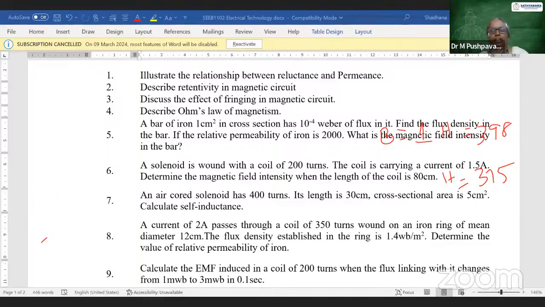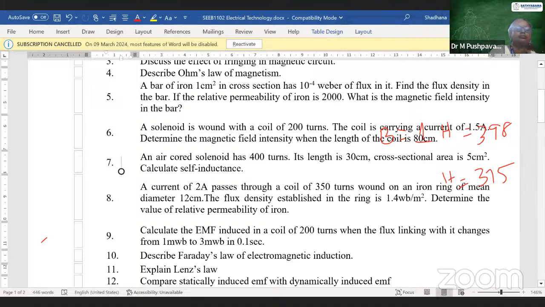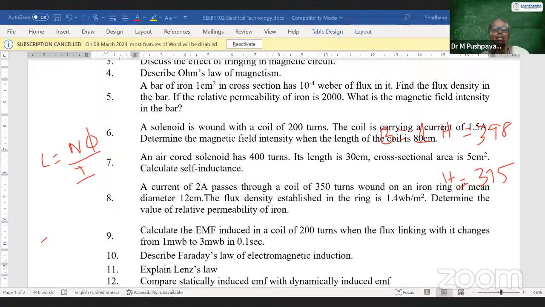Air core solenoid, 400 turns, length is given, cross-sectional area is given, find the self-inductance. Actually, for self-inductance we have two formulas. L equal to N phi by I, that is flux linkages per unit current. But by seeing the given data, flux is not given. So I have to go with the second formula, L equal to N square by S.